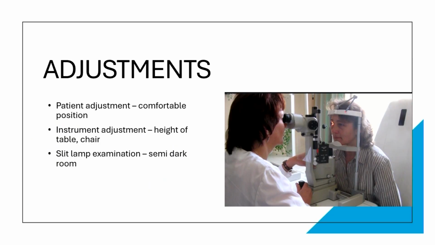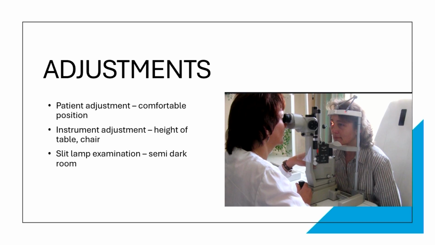Adjustments, we have 3 types. Patient adjustment: the patient has to be comfortably positioned in the chair. Instrument adjustment: we ourselves also have to be comfortably positioned opposite the patient. The height of the table and the chair have to be adjusted accordingly. Then slit lamp examination is basically done in a semi-dark room.